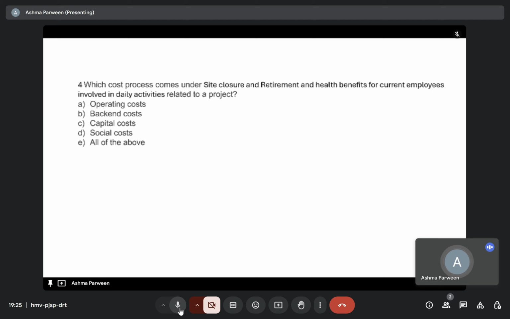So, the question is, which cost process comes under site closure and retirement and health benefits for current employees involved in daily activities related to a project? A, operating costs, B, back-end costs, C, capital costs, D, social cost, or E, all of the above. So again, I'll give you all 2 minutes. Just take your time, write the option in the chat box, and then we will discuss.